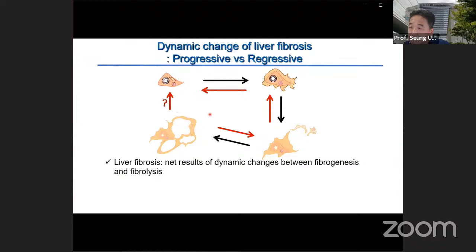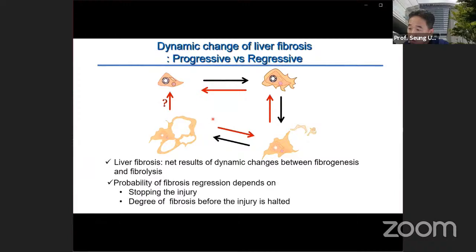How about the dynamic change of liver cirrhosis? Actually, there are progressive fibrosis and regressive fibrosis. And liver fibrosis is a net result of dynamic change between fibrosis and fibrolysis. Here is portal fibrosis, periportal, septal, and liver cirrhosis. There is progressive fibrosis. However, there is also regression of liver fibrosis.